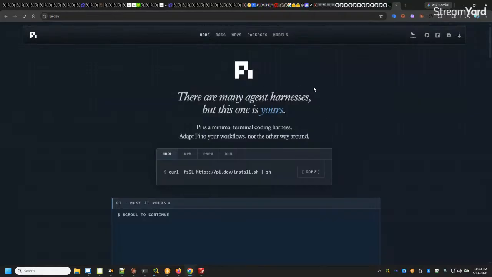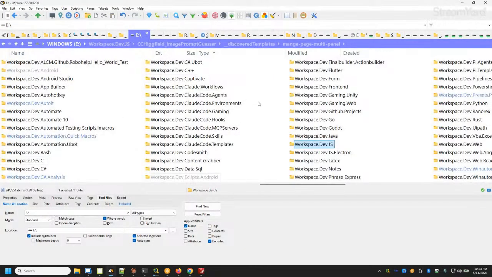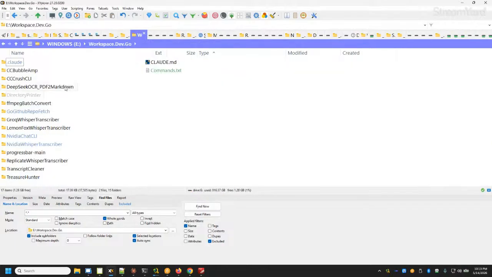I love Pi. There's a ton of agent harnesses, a lot that are free and open source. Honestly, I may not. Well, actually, no. I take that back. I actually have created my own agent harness. Let me show you all. I don't know if I'm proud of it yet because there's a lot of features that are missing. So if we go into Go, and then we go to, is it Bubble Amp?